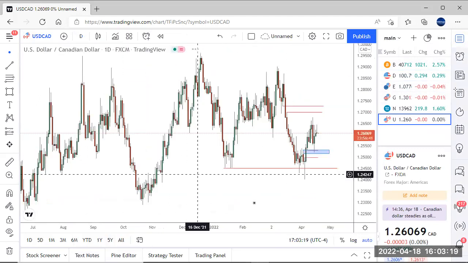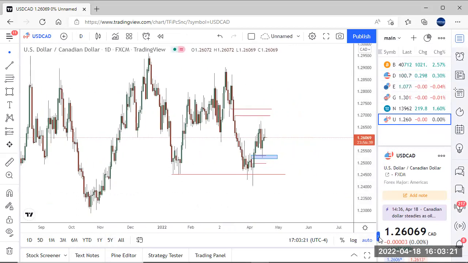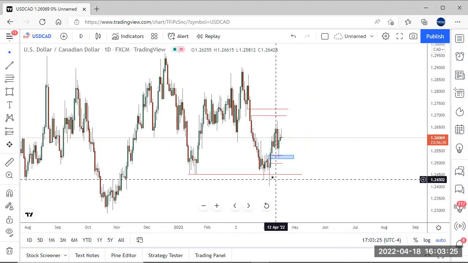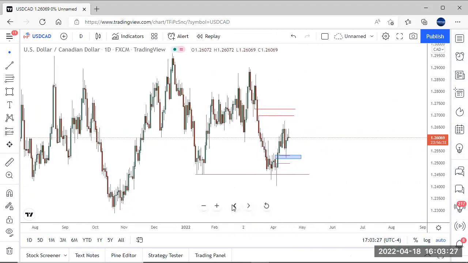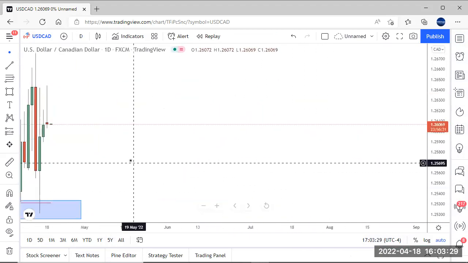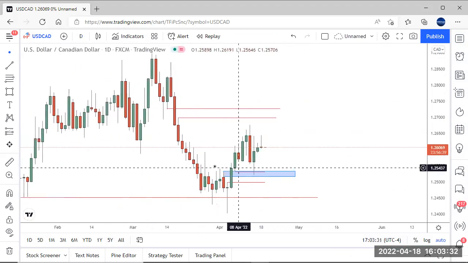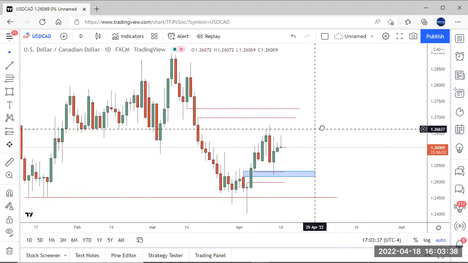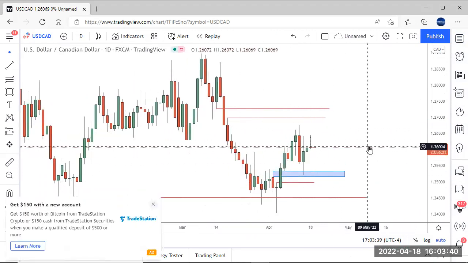Let's say you missed, or you weren't brave enough to enter down here, which I never am brave enough. My entries are going to be in the form of this right here that I went over. That's my go-to A+ setup. I'll take it 10 out of 10 times. But let's say you missed this too.